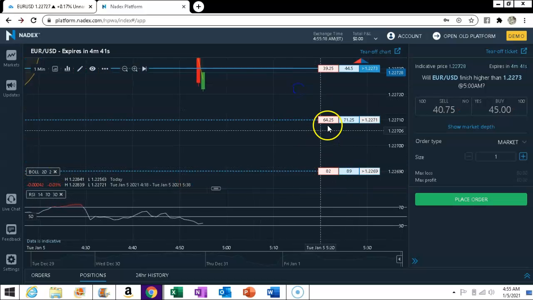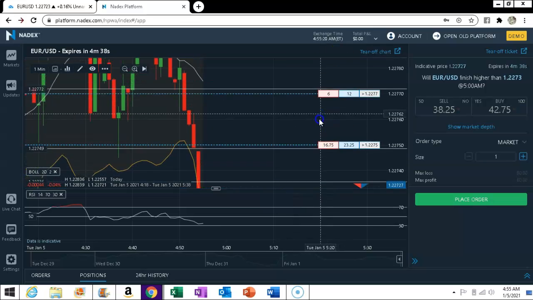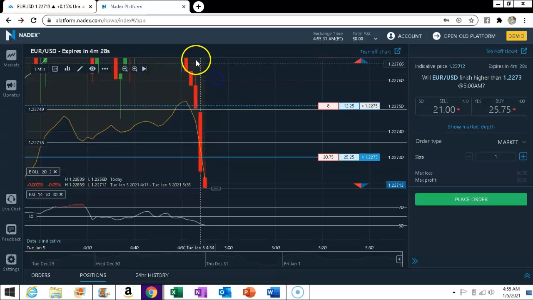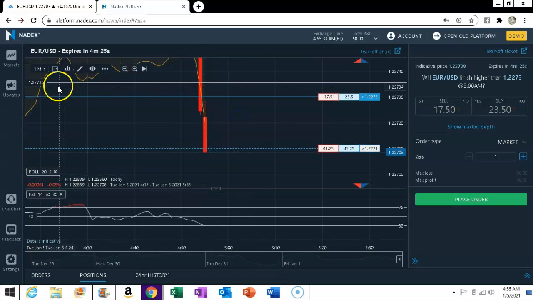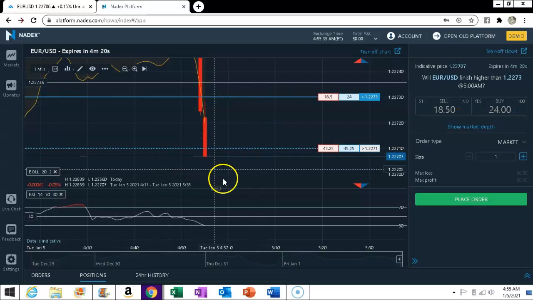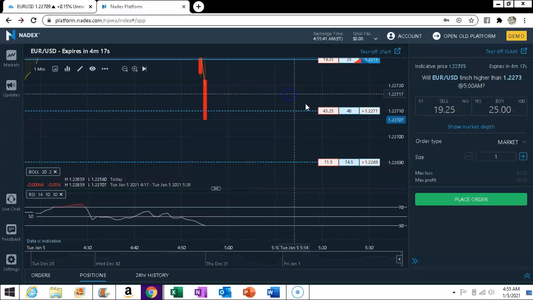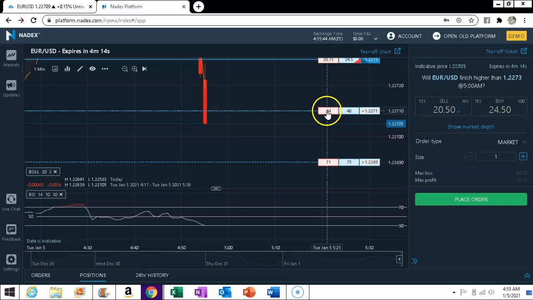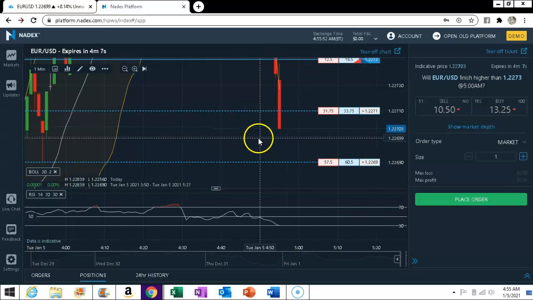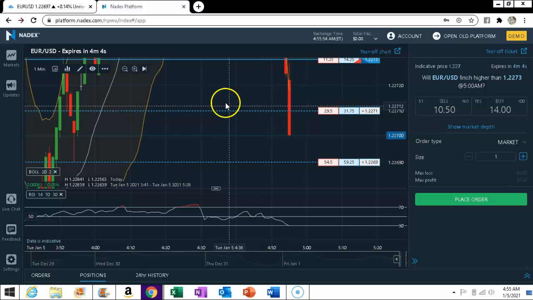So you got 1, 2, 3, 4, and 5. A new binary has opened up. Each 5 minute binary lasts 5 minutes. I'm on a 1 minute chart, so you will get 5 1 minute candles, 5 of them in the entire binary. So right now you are all the way at the 4th strike. Okay, price has gone down and you're at the 4th strike.